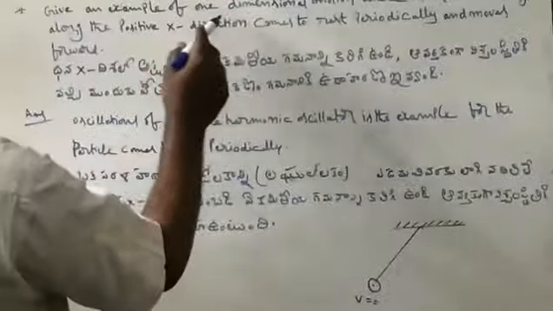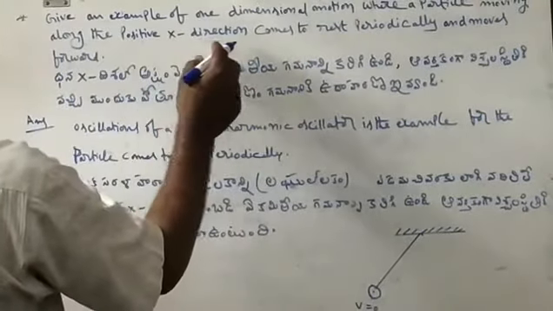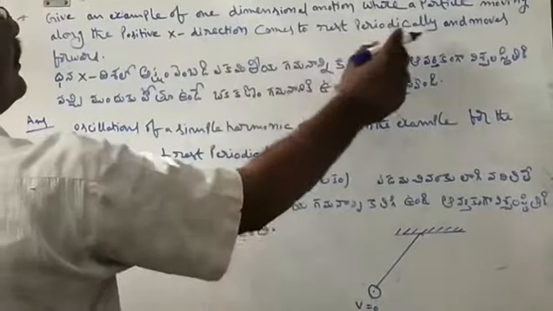Give an example of one-dimensional motion where a particle moving along the positive x direction comes to rest periodically and moves forward.